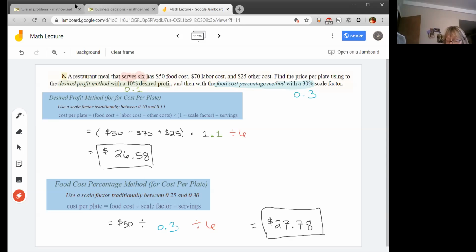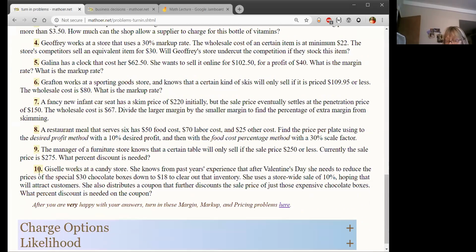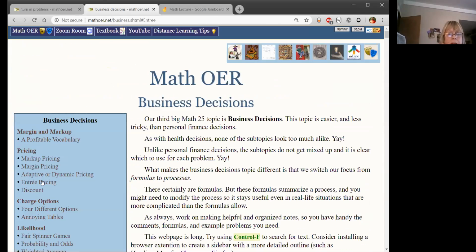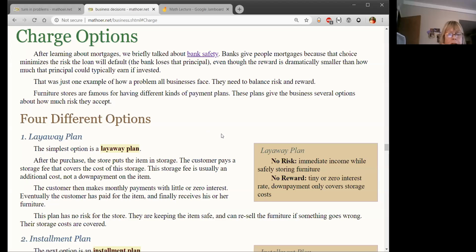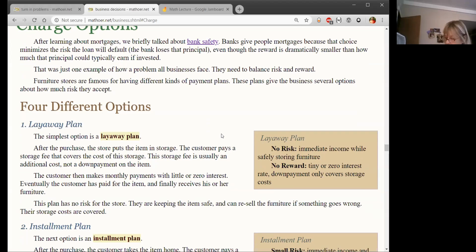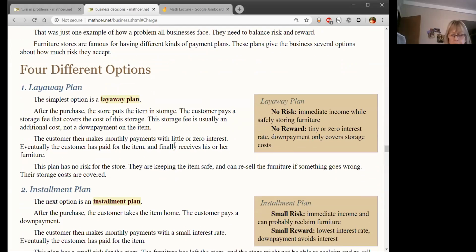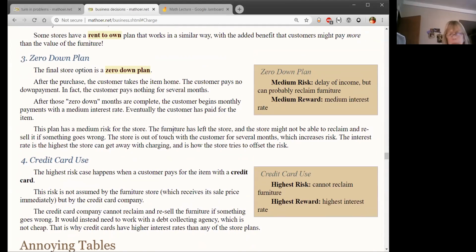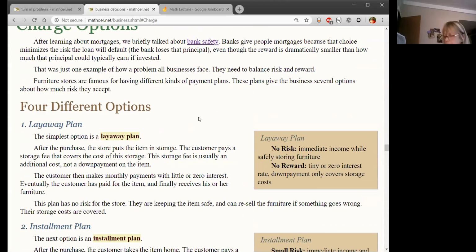Okay, so we're out of time, but the rest of the homework isn't really any worse. You have more of the pricing things, including one problem that's the chain discount, but you can handle that. And when I see you next time, we'll talk about the charge options. Charge options is when, furniture is the classic example, you're shopping for something and the store says, yes, we'll sell this to you. Do you want the layaway plan or the installment plan or a zero down plan, or are you just going to put it on a credit card? So we'll talk about what all those mean, so you can shop intelligently or run a furniture store.